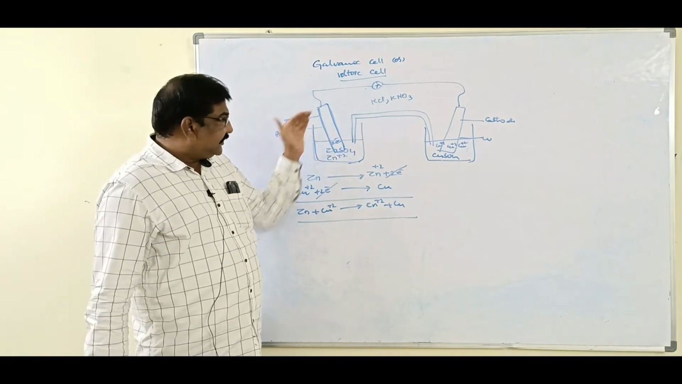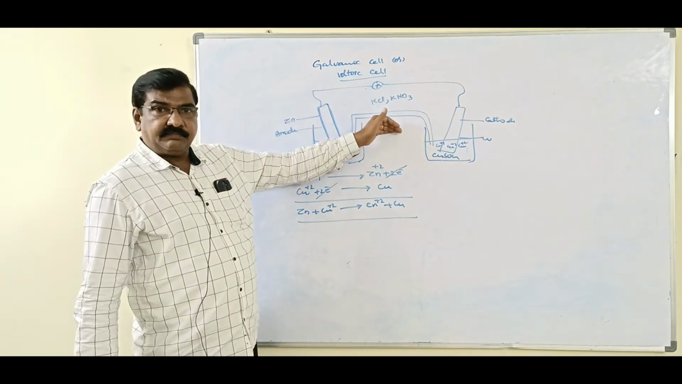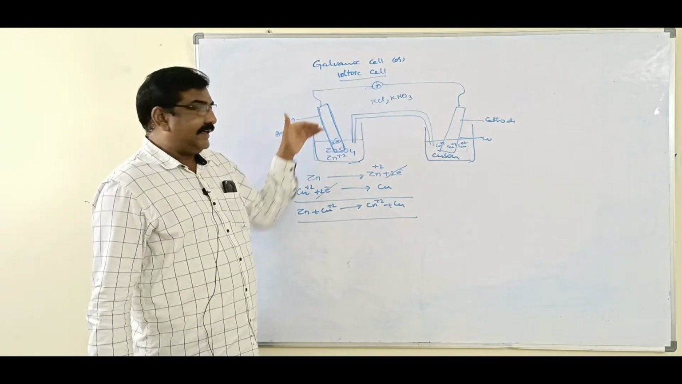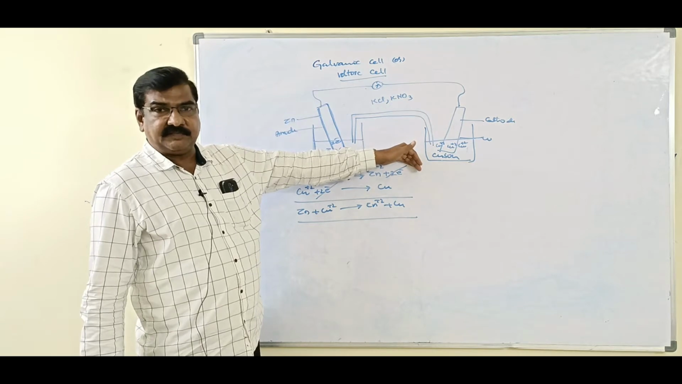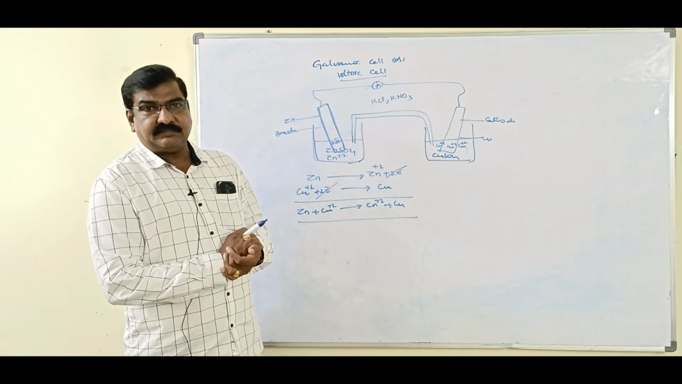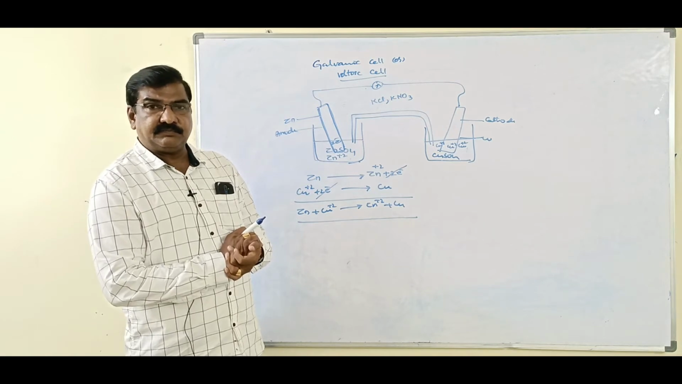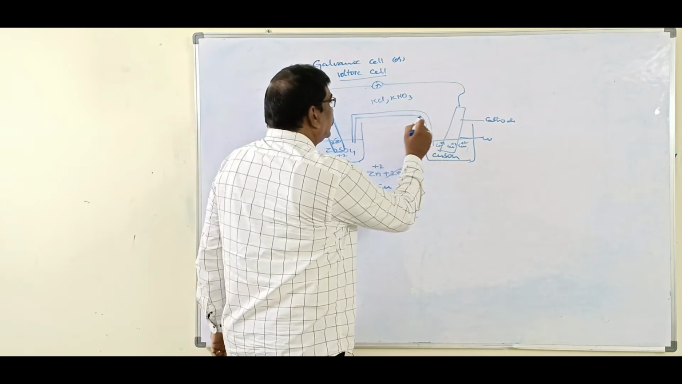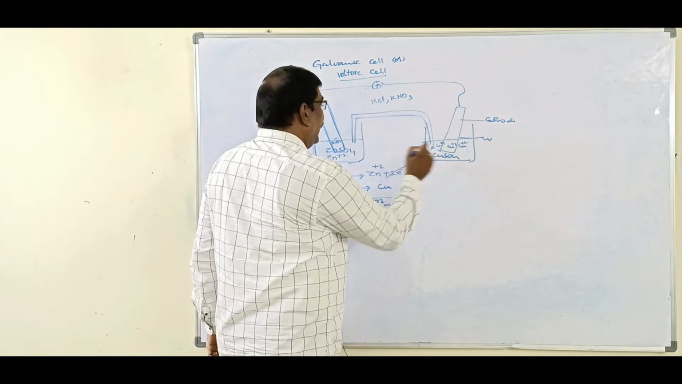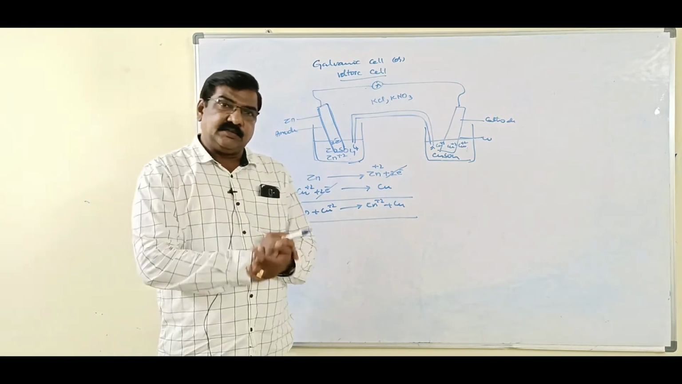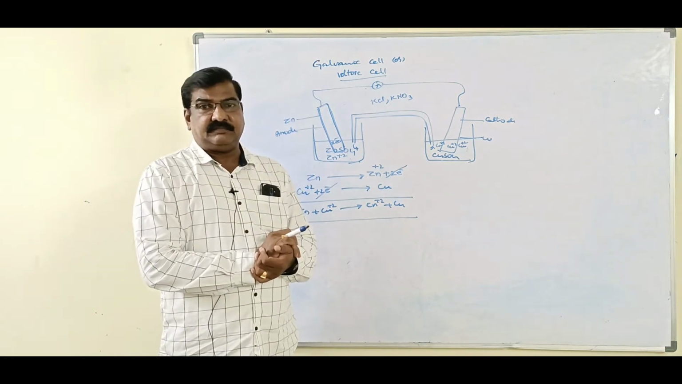So if there is no salt bridge, positive charge is accumulated in one half cell and negative charge is accumulated in the other half cell, which prevents the flow of current. So the cell will not work any more. So here the salt bridge allows the flow of ions from one half cell to another half cell, but the solutions do not intermix with each other.